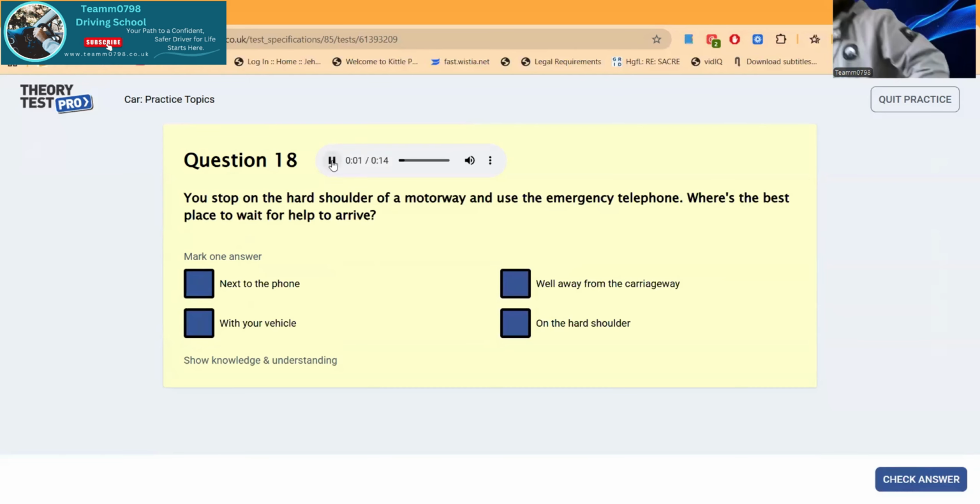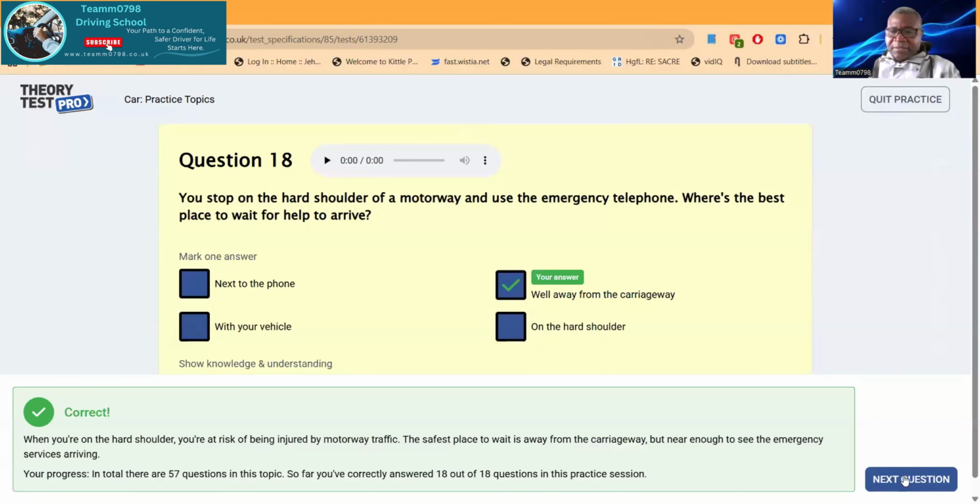You stop on the hard shoulder of a motorway and use the emergency telephone. Where's the best place to wait for help to arrive? Next to the phone. Well away from the carriageway. Your vehicle. On the hard shoulder. Well away from the carriageway, because you don't want the wind and the cars to get too close to you. Okay, save yourself. Very important to keep yourself safe.